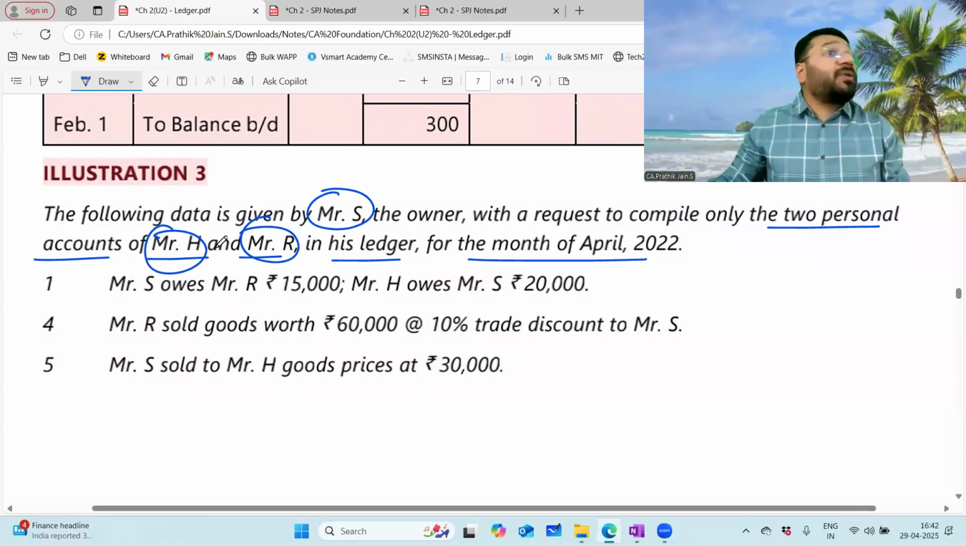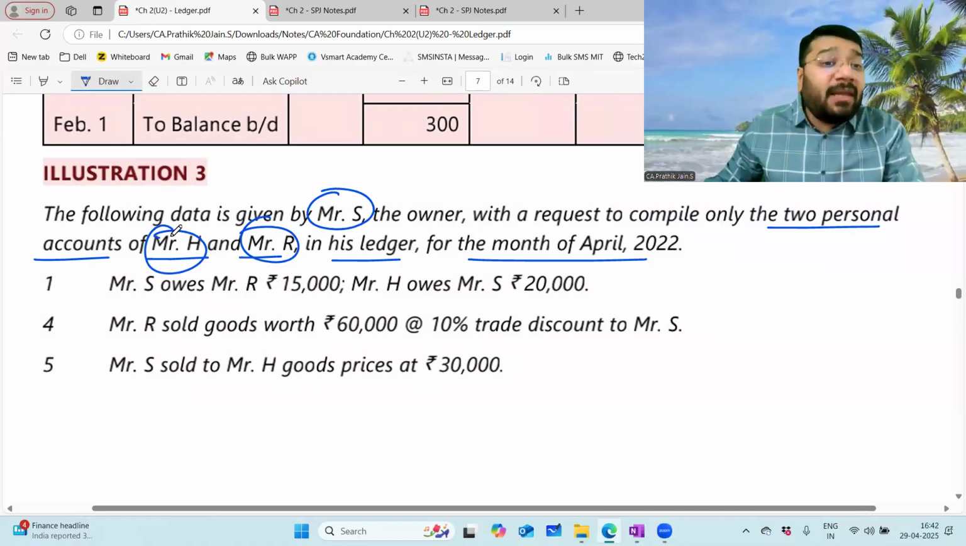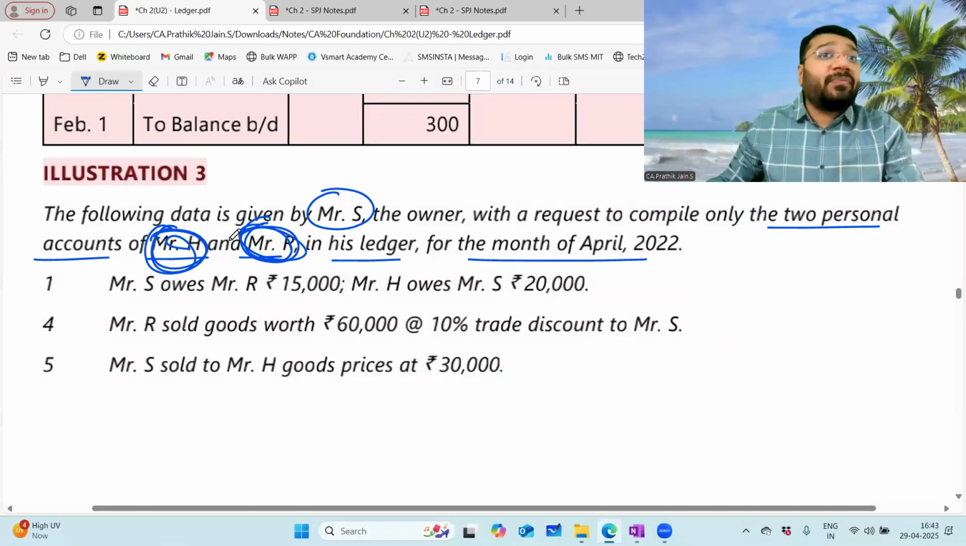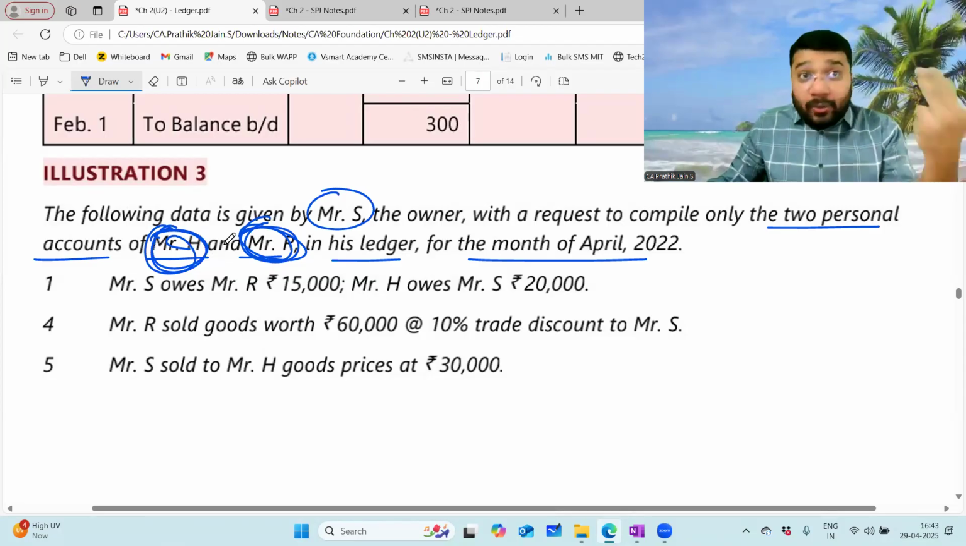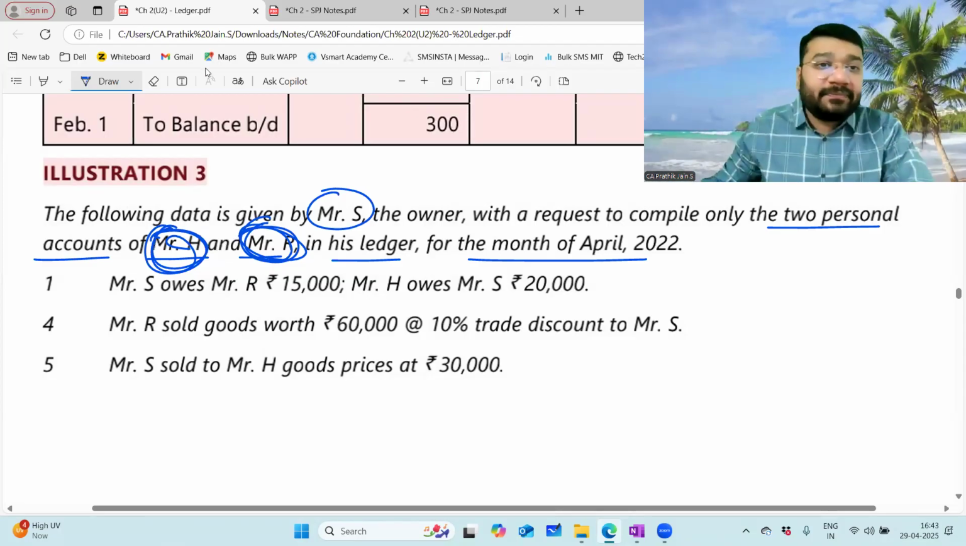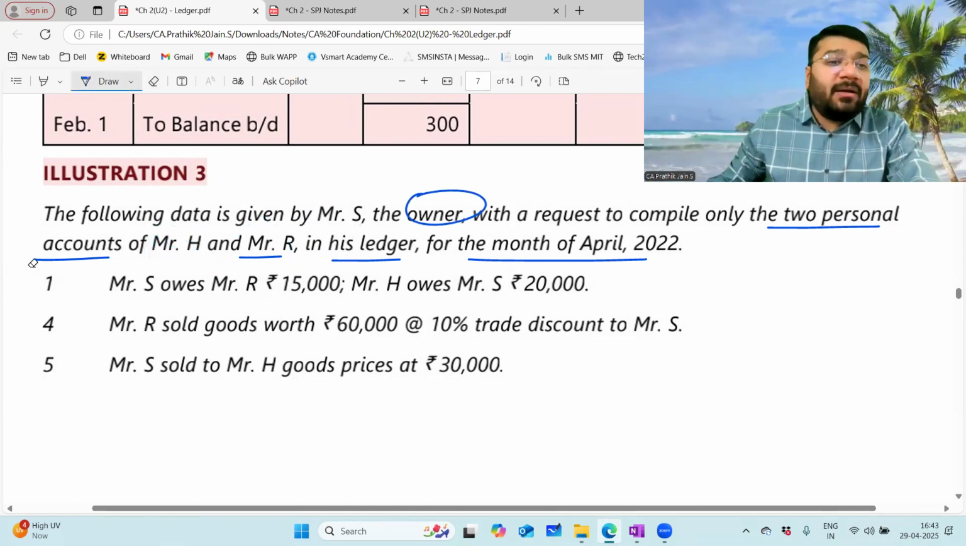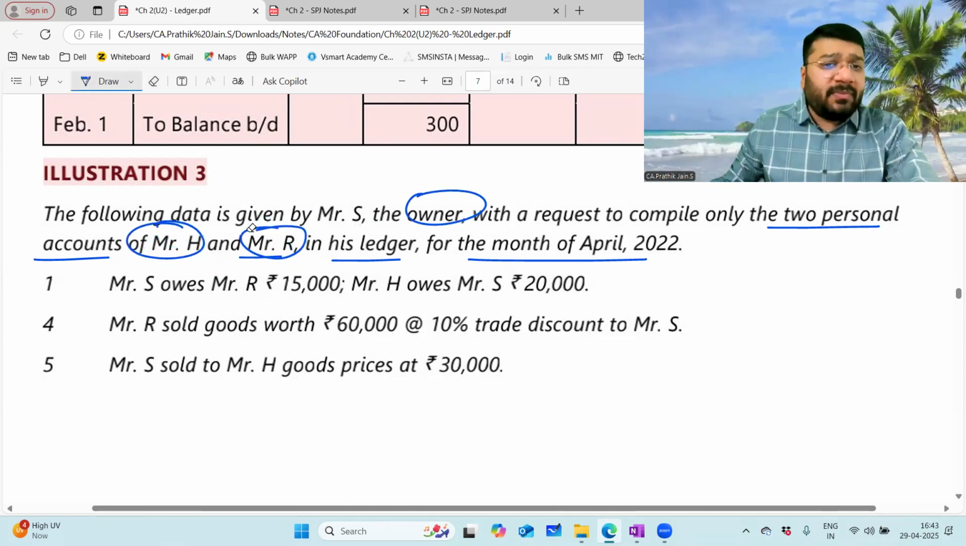I'm getting confused. So can you please help me to prepare the ledger balance of Mr. H and Mr. R? So we have been dealing with Mr. H and Mr. R. But who are they? Customer, supplier, vendor, no idea. By looking at the transactions, we will understand. The owner is asking you to prepare the ledger balance of Mr. H and Mr. R for the month of April 22.